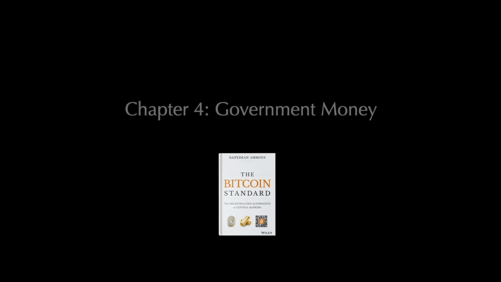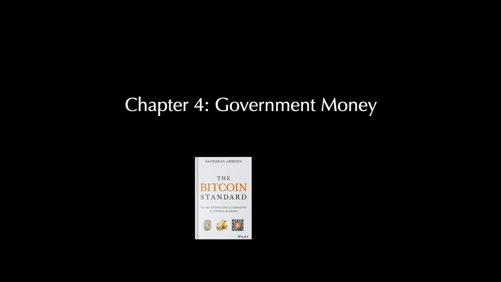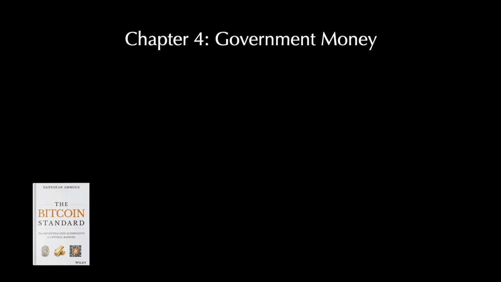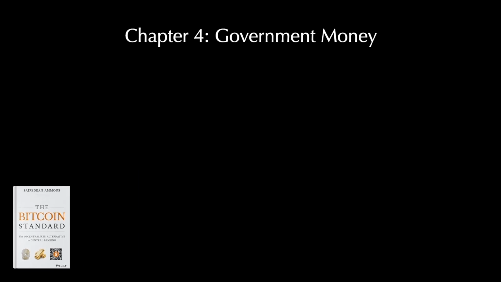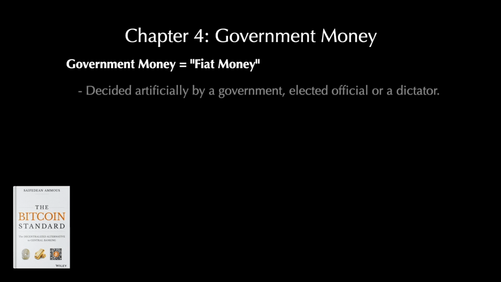Chapter 4. Government Money. At the end of World War I, governments stopped allowing their money to be freely decided by their citizens and began imposing government money, or fiat money, on them. Fiat means by order or decree. So fiat money is decided artificially by a government, elected official, or a dictator.